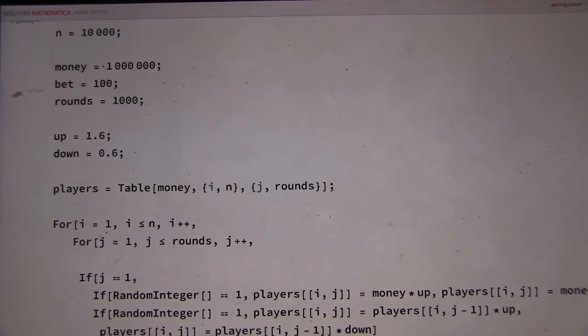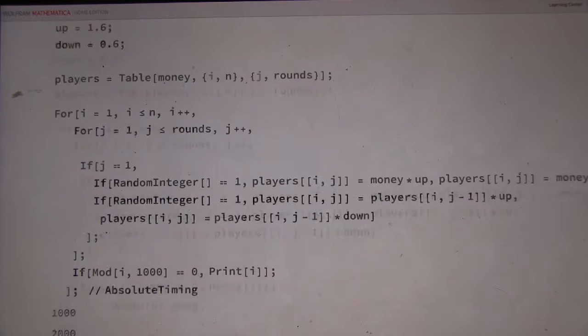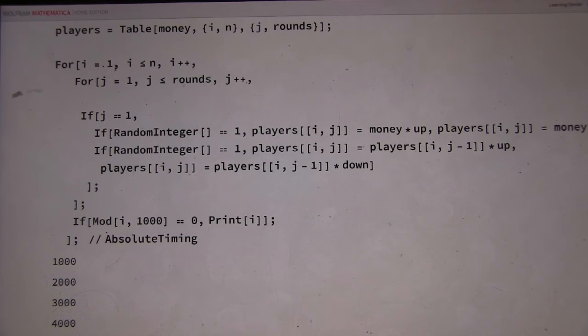Okay, so here, it looks like I ran it 1,000 times. The bet is $100, that's just left over from last time. So I do my simulation. All 10,000 people are starting with $1 million. On the first coin flip, if it's up, the money goes up, or if it's down, the money goes down, but you started with $1 million.